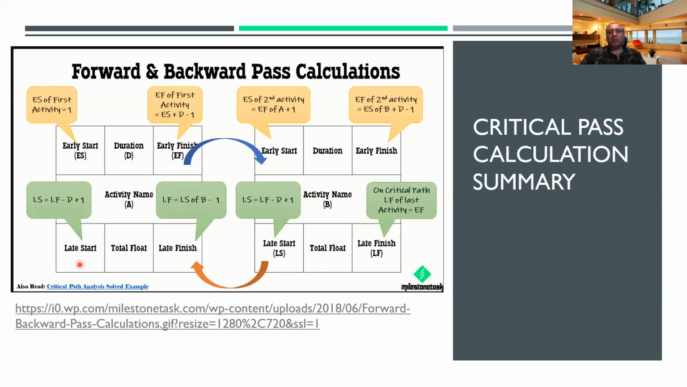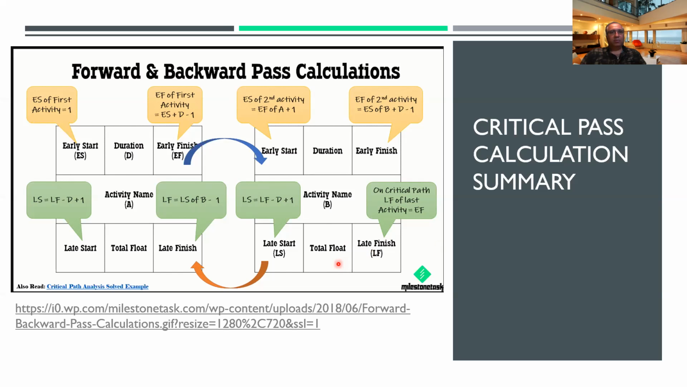Now, why are we doing this? What is the purpose here? What is the main purpose of the backward pass? See, the forward pass gives us a clear indication of the earliest this project or this activity can finish. That is the purpose of the forward pass. The purpose of doing the backward pass is to look at the float. What is float? Think of it as how much time you have to delay this activity. Can you delay it a little bit or not, right?